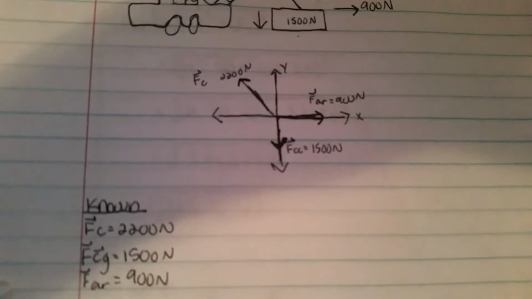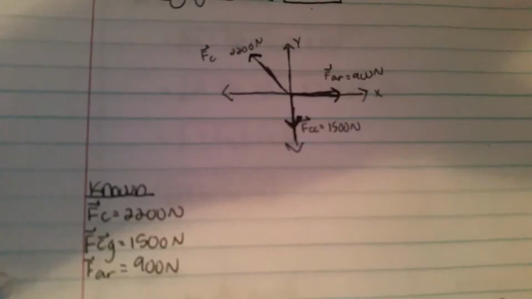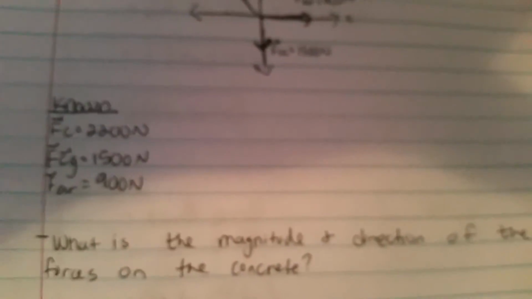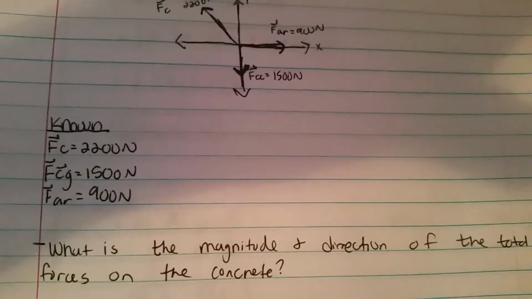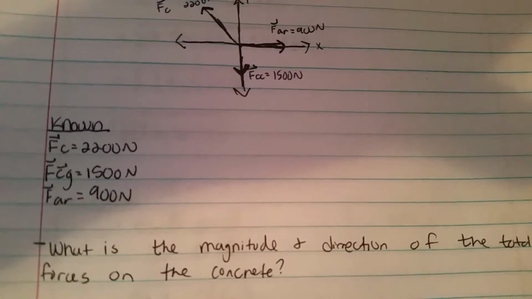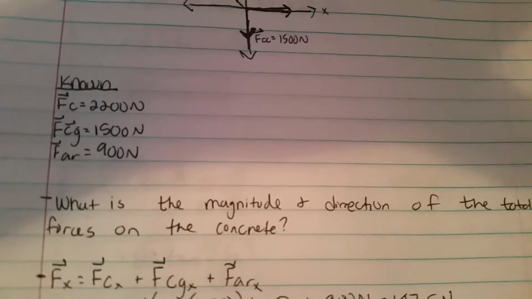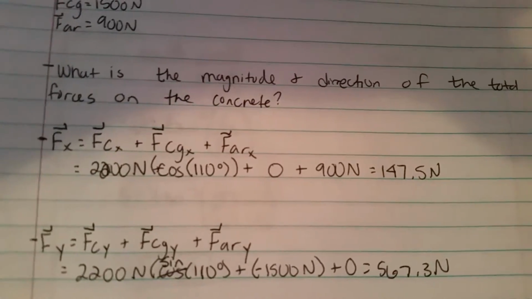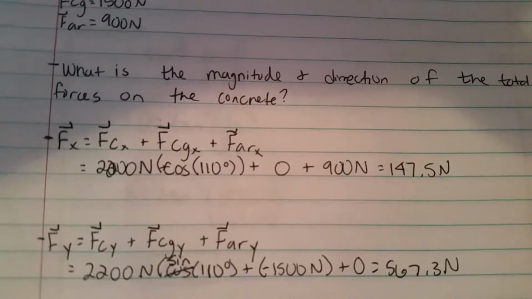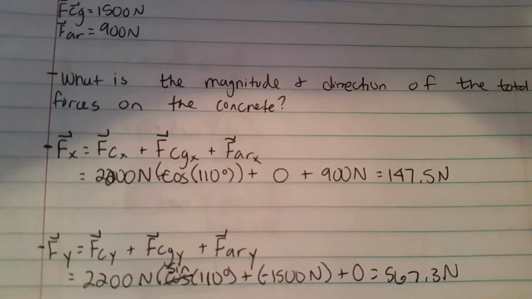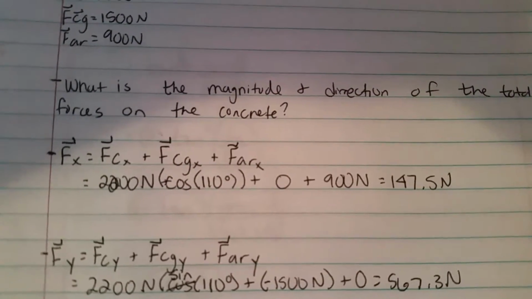So what I've done here is I've written down my known values. And what they are looking for is the magnitude of the total forces on the concrete and the direction. So I've totaled all the forces together, and then I've figured I need to find my x and my y components. So I've taken my 2200 newtons and I've multiplied it by the cosine of 110.